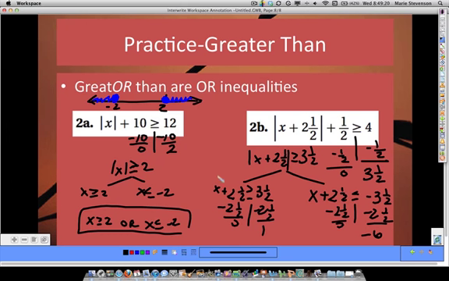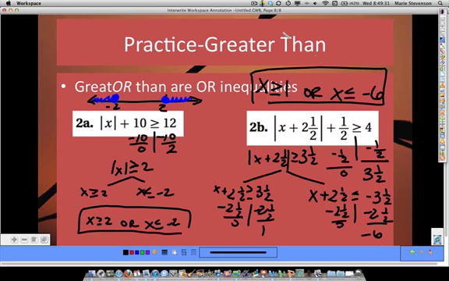So really what I have is x greater than or equal to 1 whole, or x less than or equal to negative 6. So now for my graph, negative 6 will be on the left, positive 1 will be on the right. Now it says x must be greater than or equal to 1, so that's closed circle to the right. X is less than or equal to negative 6, closed circle to the left.